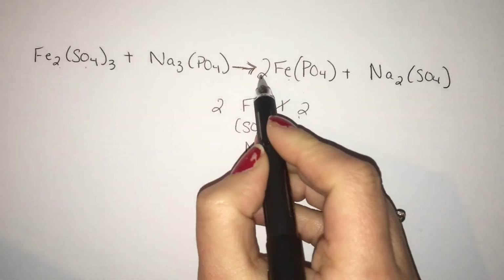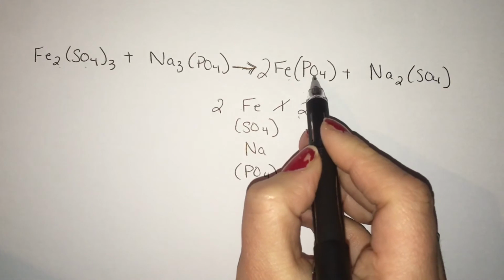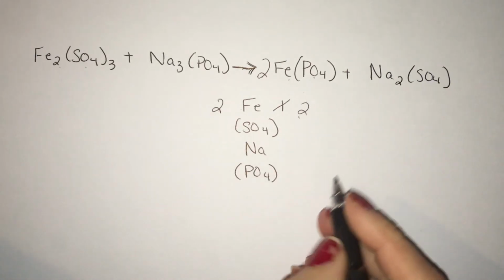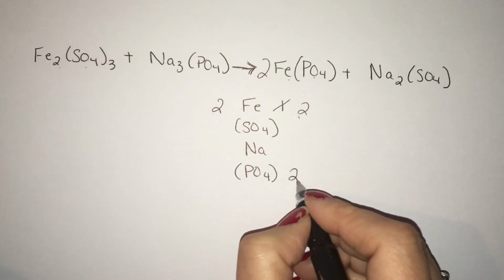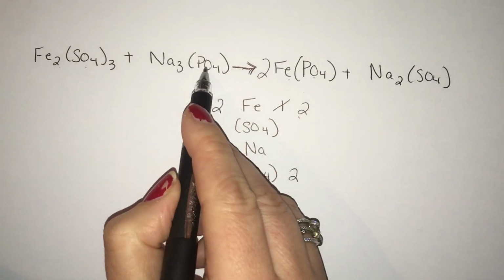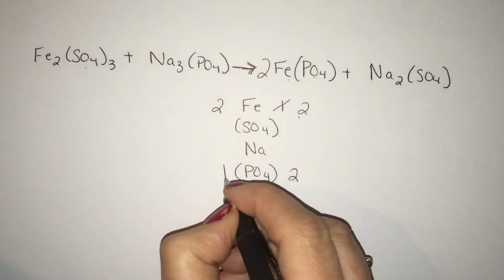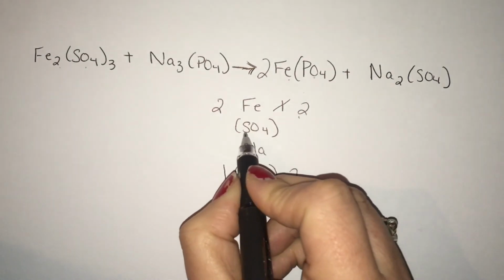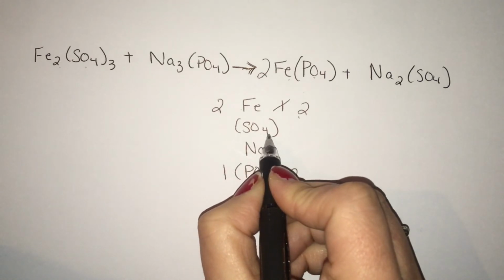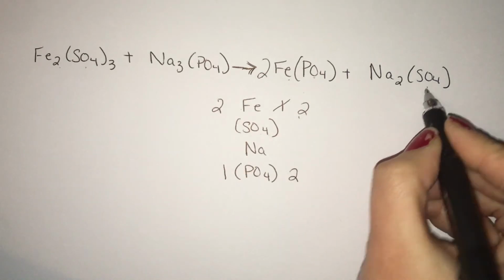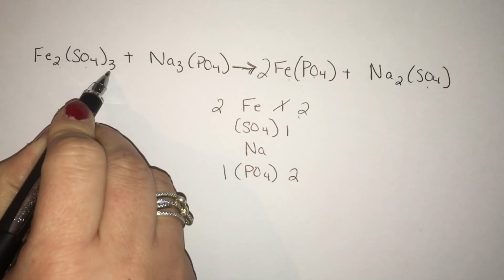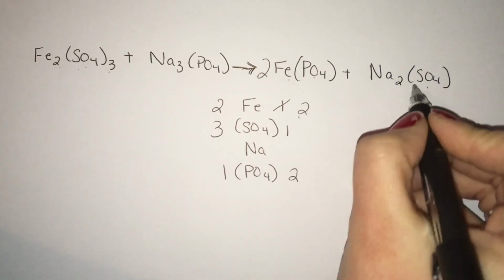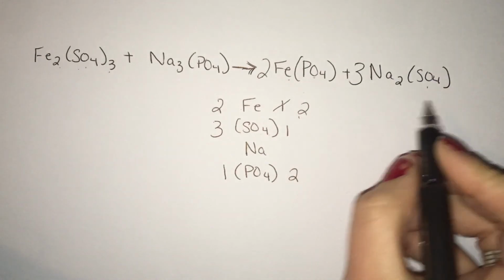Okay. However, if we put a coefficient of 2 here, that means we also have 2 of these polyatomic ions. So we have 2 here, but only 1 here. So we need to do that. Just keeping count. So then SO4, we have one SO4 on this side, and we have 3 SO4s on this side. So we need to make this a 3, okay?